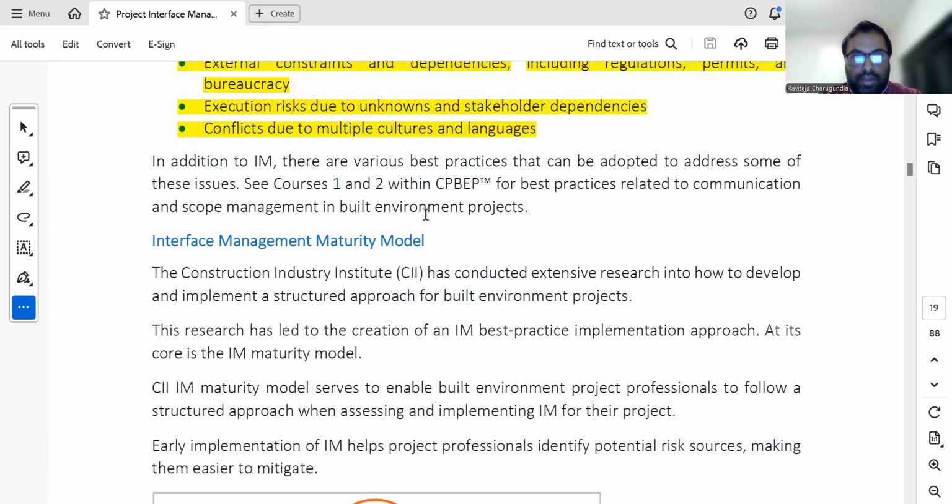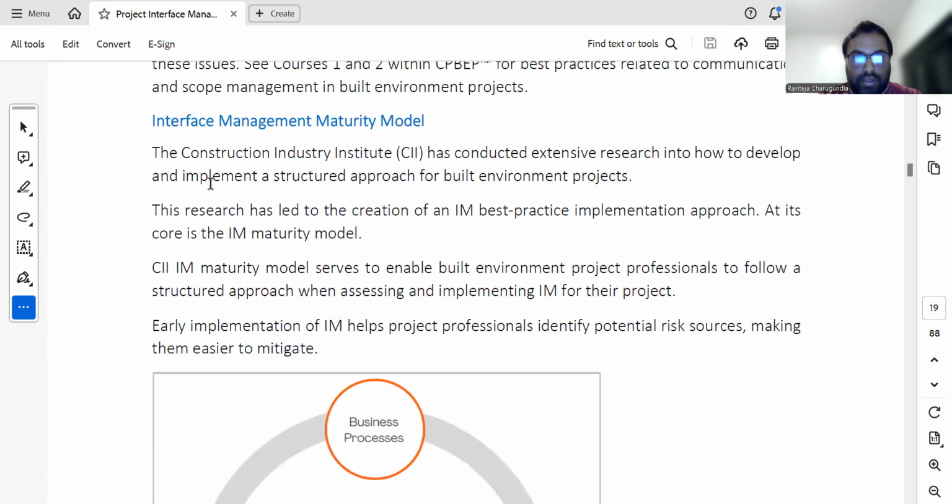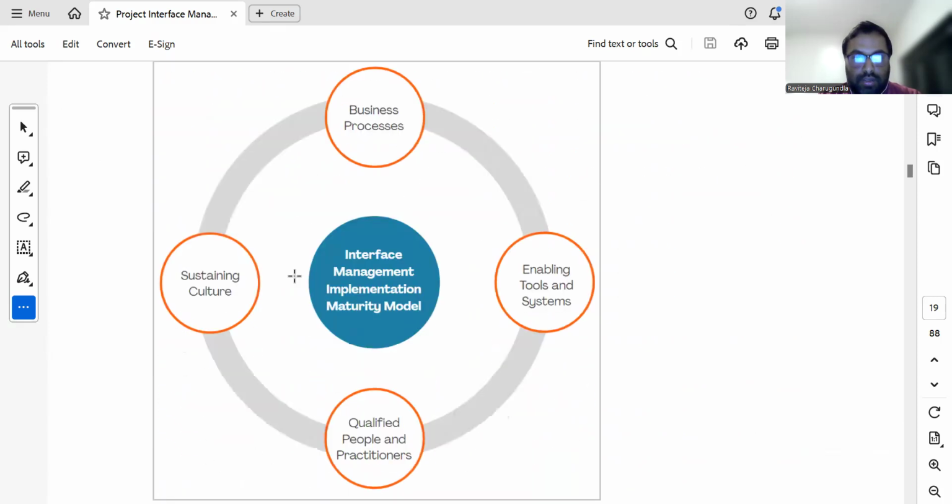So the next topic we're going to discuss is the interface management maturity model. The interface management maturity model has five stages: stage zero, stage one, stage two, stage three, and stage four. Each is a progression, showing how mature the interface management is.